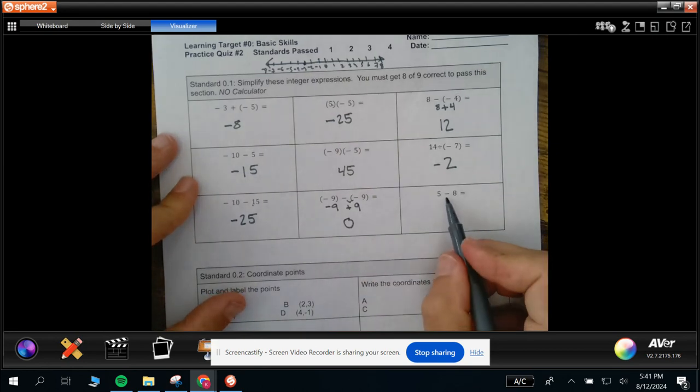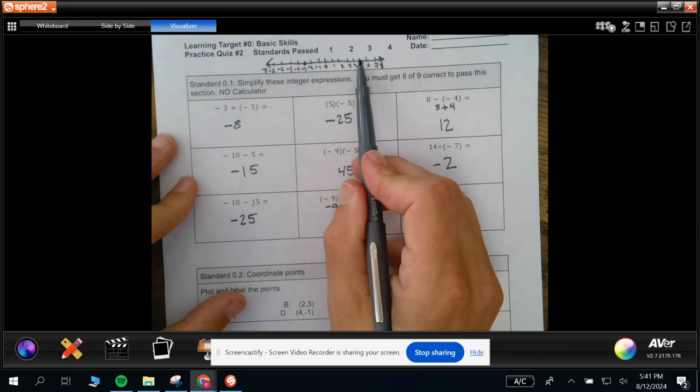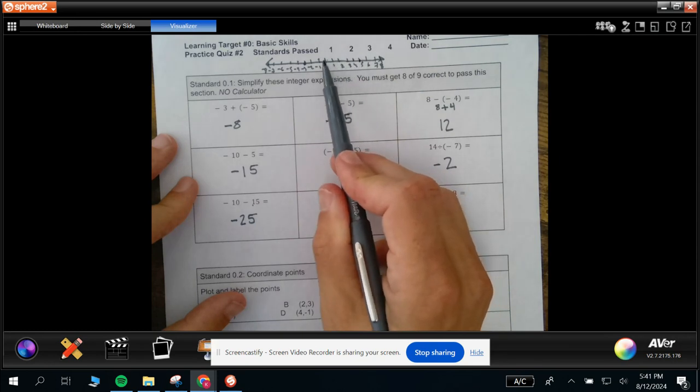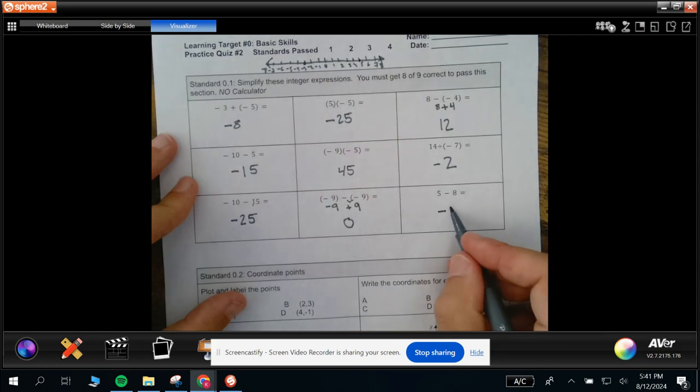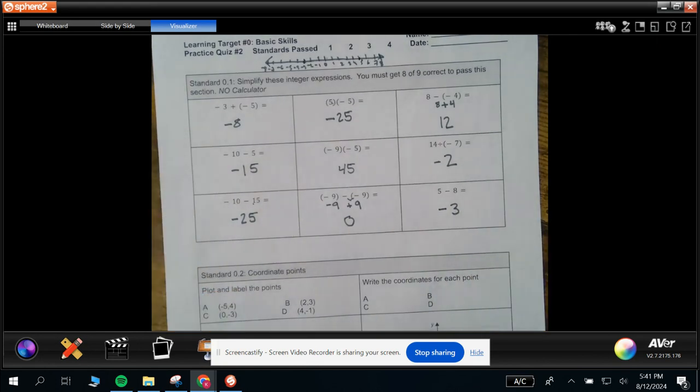Lastly, 5 minus 8. Again, if I start at 5, I take away 8. 1, 2, 3, 4, 5, 6, 7, 8. We're going to end at -3. All right. Remember, use the number line.